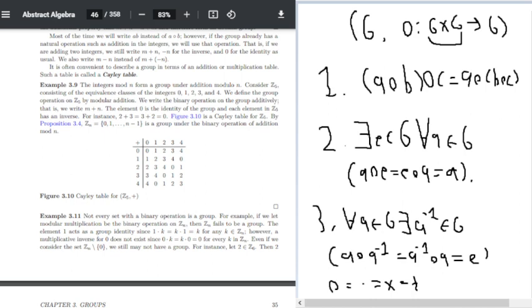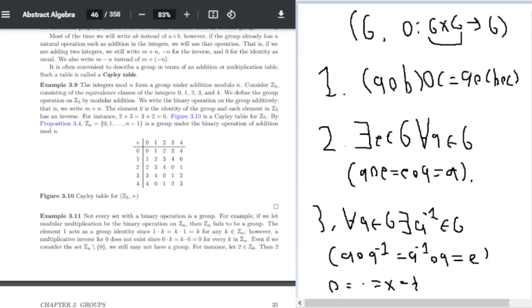Example 3.9. The integers mod n form a group under addition modulo n. Note here that integers mod n refer to the equivalence classes of integers mod n. Consider Z sub 5, or Z5, consisting of the equivalence classes of the integers 0, 1, 2, 3, and 4. We define the group operation on Z5 by modular addition. We write the binary operation on the group additively. That is, we write m plus n. The element 0 is the identity of the group, and each element in Z5 has an inverse. For instance, 2 plus 3 equals 3 plus 2 equals 0. Figure 3.10 is a Cayley table for Z5.